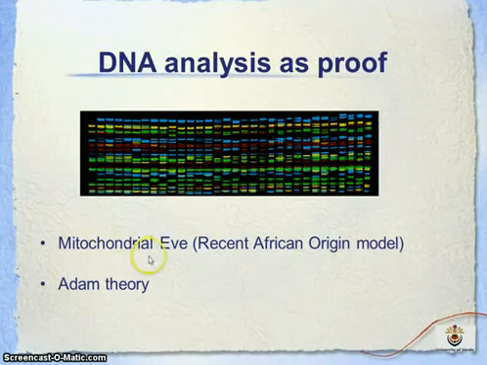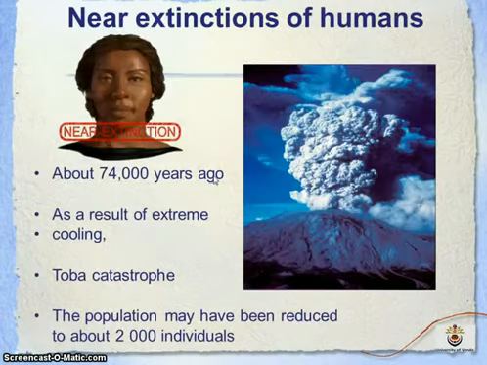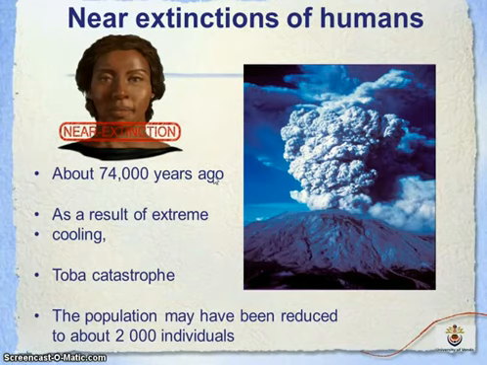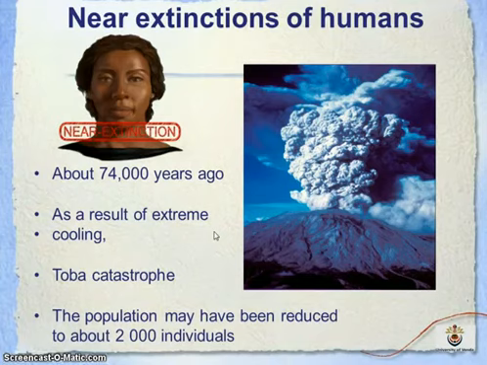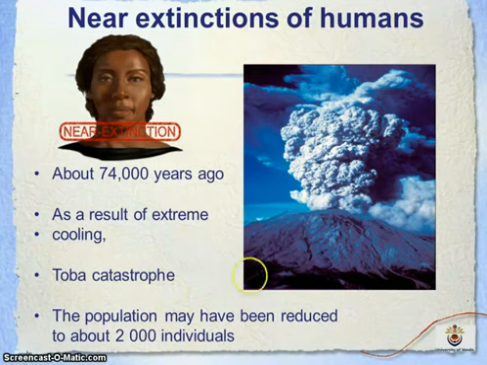The story of the mitochondrial Eve from Africa, and also the Adam theory, is also proved by DNA analysis. How so? The thing is, nearly 75 or 74,000 years ago, all humans almost went extinct. This was due to the Toba catastrophe, which was a huge volcanic eruption and killed the population of humans, brought it down to around 2,000. Some say 200.